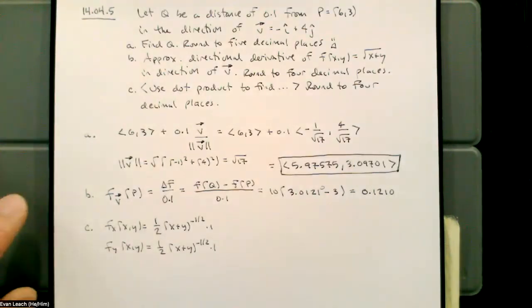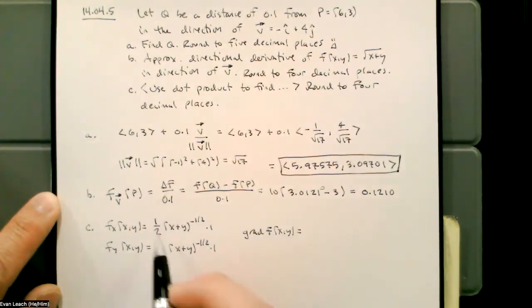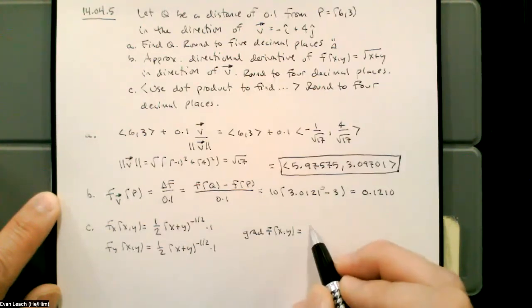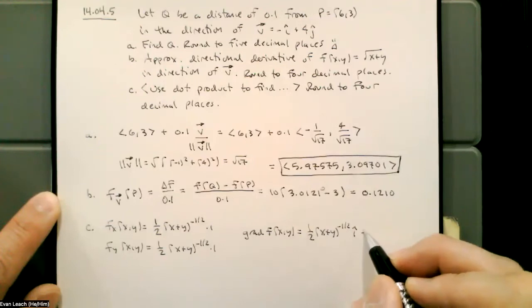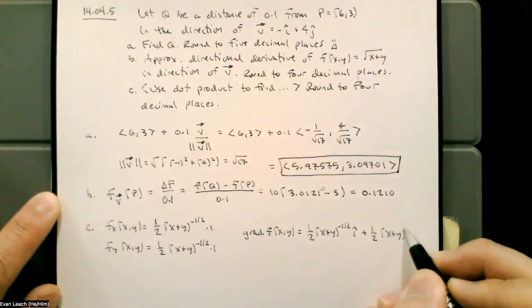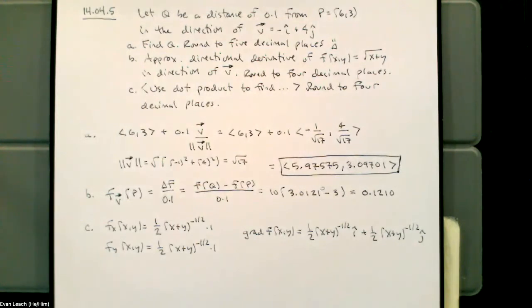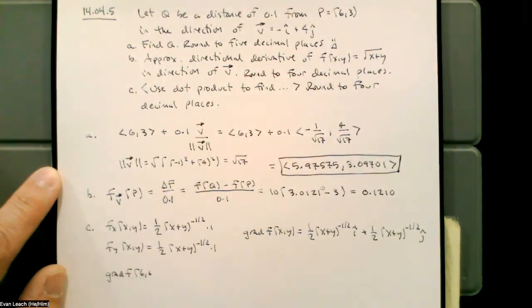So our gradient will be fx in the i direction. So 1 over, I'm not even sure how I want to write this. I'm just going to write it as is. (x plus y) to the negative 1/2 i plus 1/2 (x plus y) to the negative 1/2 j. Our unit vector is the one that we had before, -1 over root 17 and 4 over root 17. I do need to evaluate the gradient at the point (6, 3).